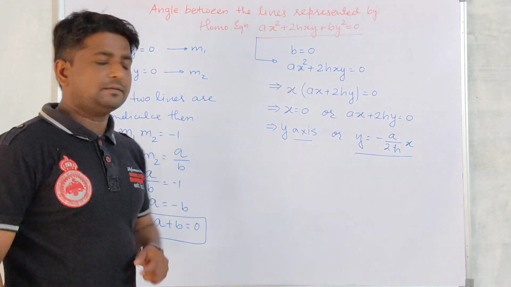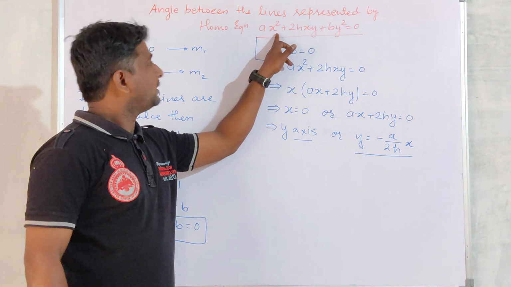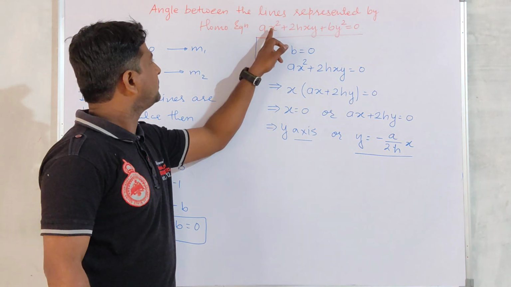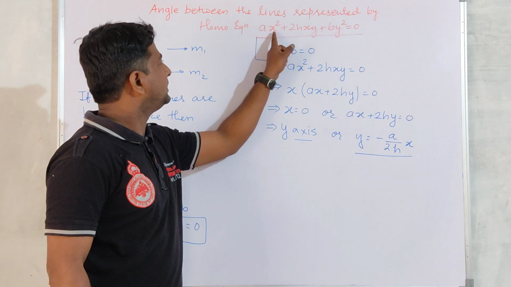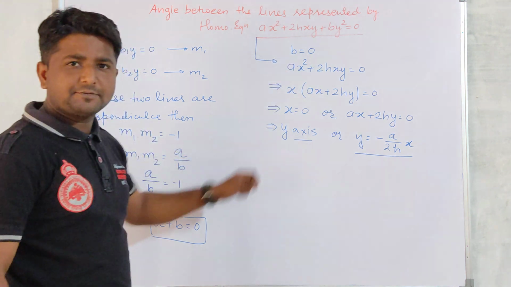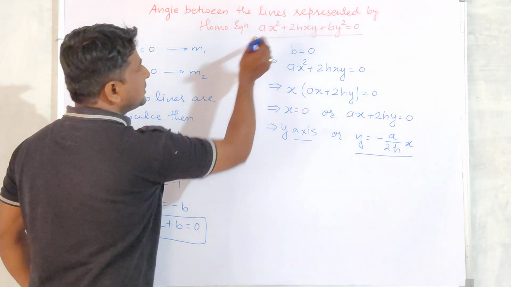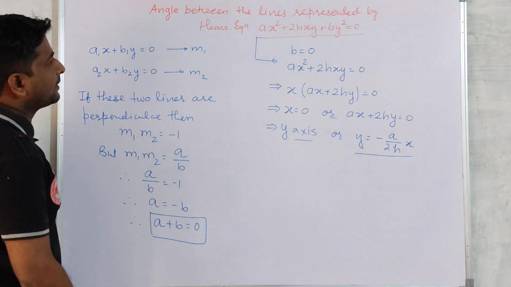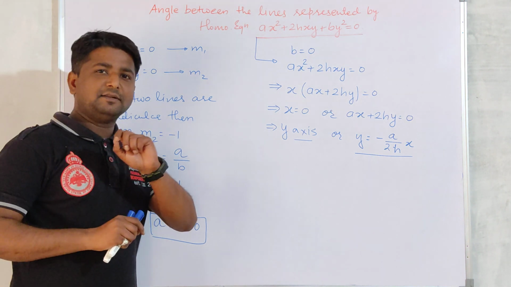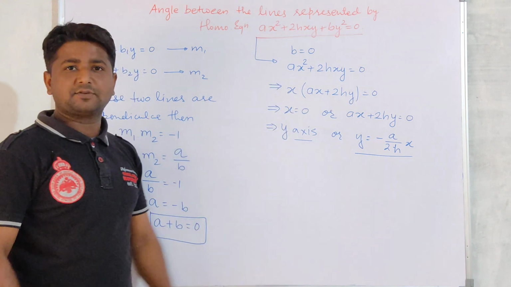Earlier we have seen how this equation is formed. This is a homogeneous equation of degree 2 in two variables x and y. It represents a pair of straight lines, the combined equation of the pair of straight lines passing through the origin. Now we'll focus on finding the angle between the two lines represented by this equation.